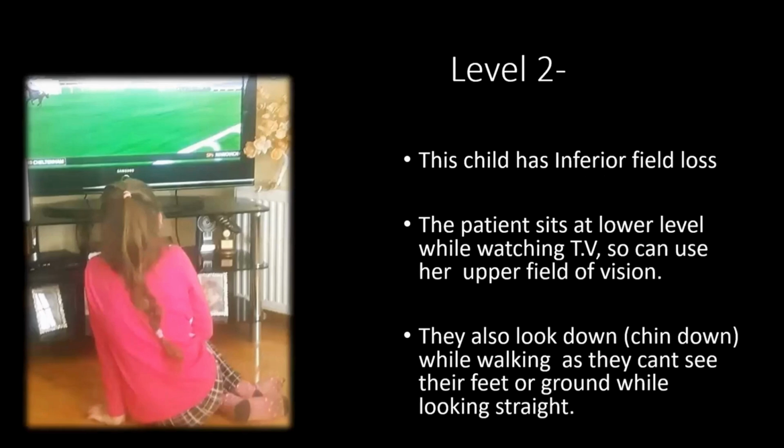So again, one more example. This child is with CP and has an inferior vision loss. The patient is very, very intelligent. She understood that by sitting down close, she could see the TV better. So she refuses to sit on the sofa and goes close to the screen and starts seeing the television. There is also the possibility that they would look down, like a chin down while walking, as they can't see their feet or ground while looking straight. So this is also an observation that you can make for a child when the child walks into your clinic.